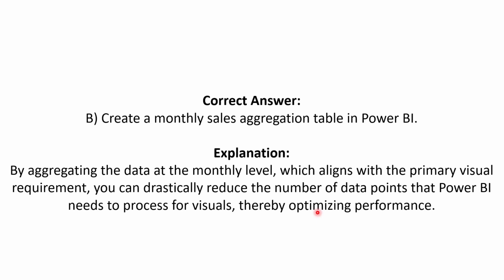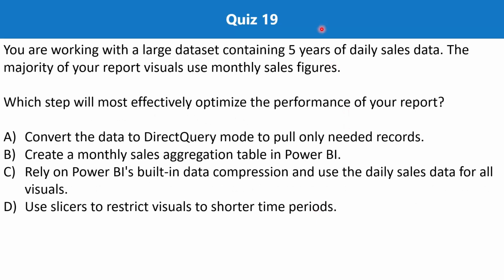So here, because we have 5 years of data and it is a large data set, but the reporting requirement or the granularity for the reporting is based on the monthly level. If we reduce the data from daily to monthly level, there will be a drastic reduction in the data size. The number of records will obviously shrink, and this is going to optimize the performance of the report. So that is why creating monthly sales aggregation, which is option B, is the right answer.